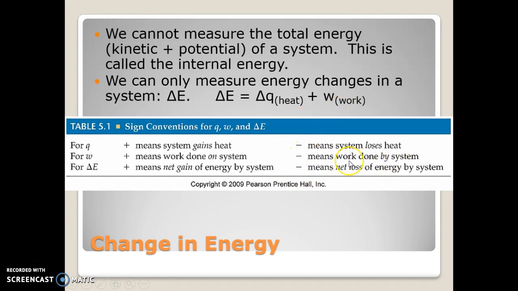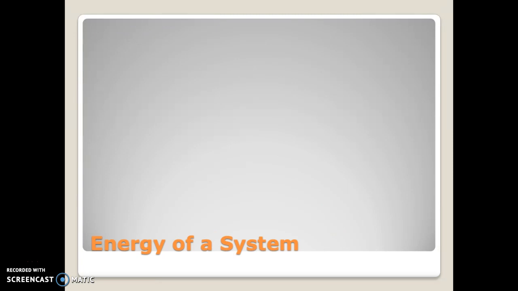Likewise, if the system has to do work, so for example, a battery is generating energy to run your phone, the battery being the system is doing work, it's losing energy. So its net loss is represented by the negative. So keep that in mind, because there's two ways that we can change the whole energy of the system.